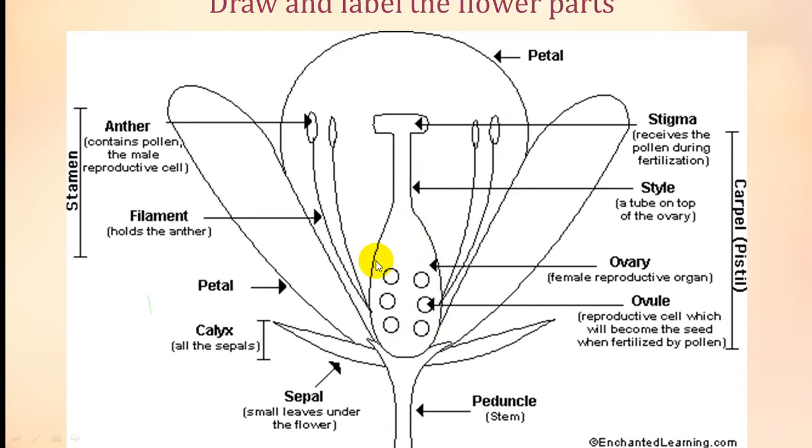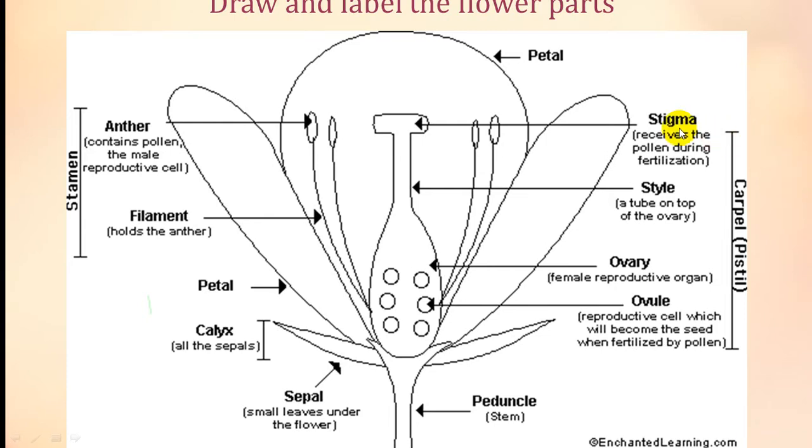And inside the ovary, we're going to have several little spots of the ovules. Guess what the ovules will become? They will become the seeds. Yes, the seeds. And then the whole thing's connected down here to the stem at the area called the peduncle. The sepals are these little supportive leaves that are up there. They are green, so they're leaves. Not all flowers have that, but many of them do.